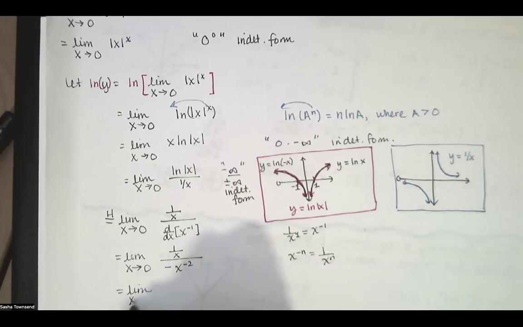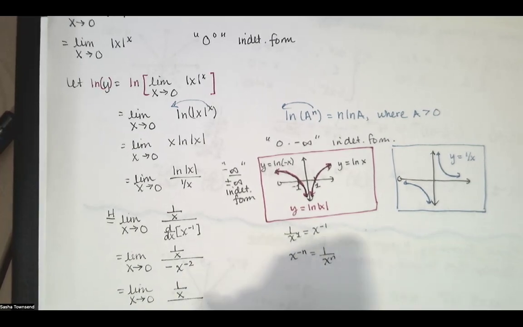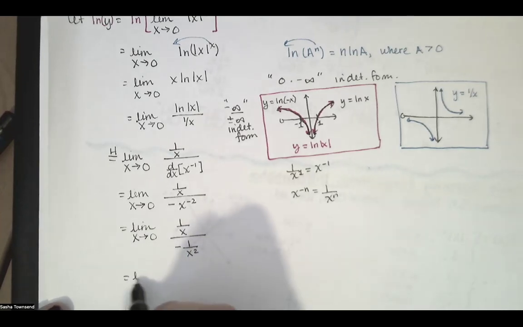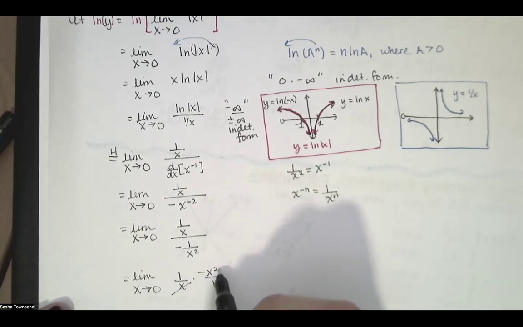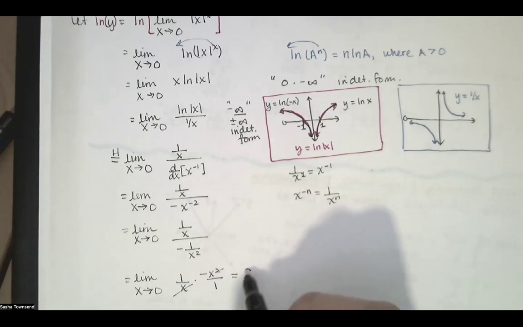So this is just a bunch of algebra, just exponent properties. Got 1 over x divided by negative 1 divided by x squared. And then dividing by a fraction is the same as multiplying by the reciprocal. So we'll multiply by negative x squared divided by 1. The x's reduce, and we still have a negative x there. And the limit as x approaches 0 of negative x is 0.